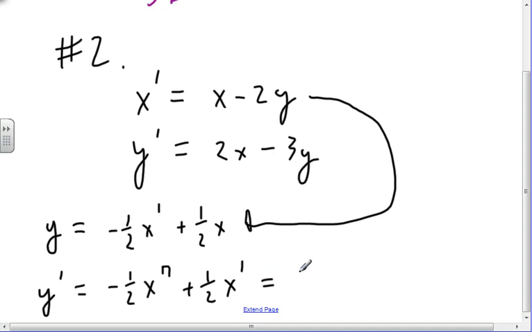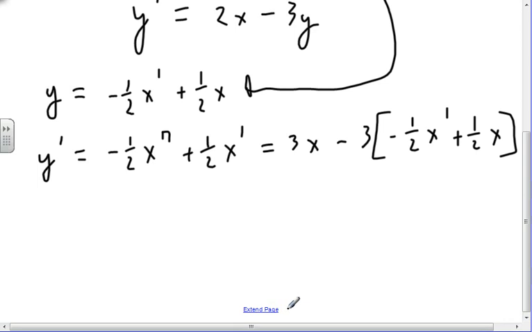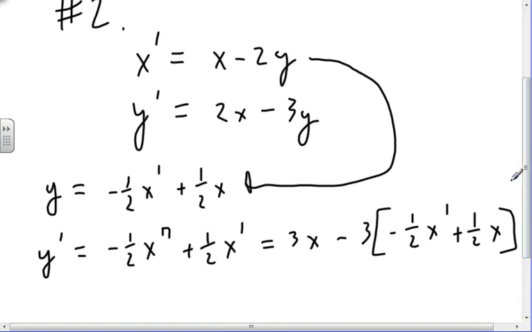which has to equal 3x minus 3 times y, which is minus 1/2 x prime plus 1/2 x. Isn't that lovely? That'd be 2x. What? Where? When you have 3x minus 3 times that quantity. Is that? Yeah, that should be a 2x. Yeah, good call.